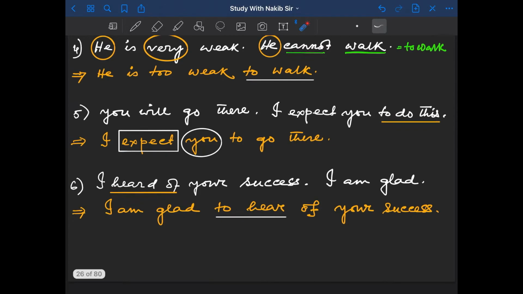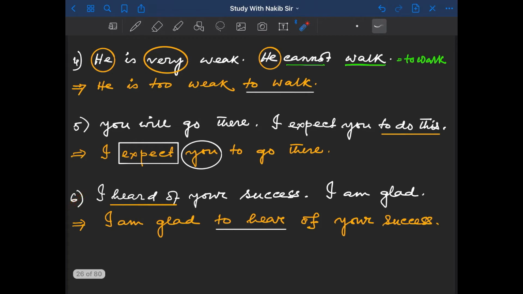Okay, now come to the sixth example. I heard of your success. I am glad. See this, I am glad. Why are you glad? So it is an effect. So keep this, I am glad. This part is kept, and now come to this first sentence. I is out, and turn this verb into an infinitive. So heard will become to hear, an infinitive.